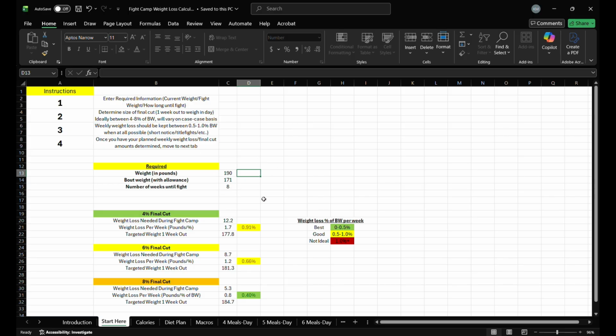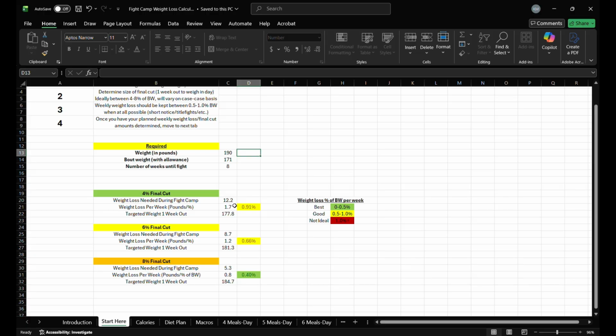So with that being determined, it's going to do this calculation. It's going to determine that if I'm going to cut 4% that final week, I need to be at that targeted weight of 177.8 1 week out, which means I need to lose about 1.7 pounds per week, or about 0.9% of my body weight per week. And then you can see the same thing for 6%, 8%. Obviously, the more weight I'm cutting the final week, the less weight I need to lose in the fight camp.